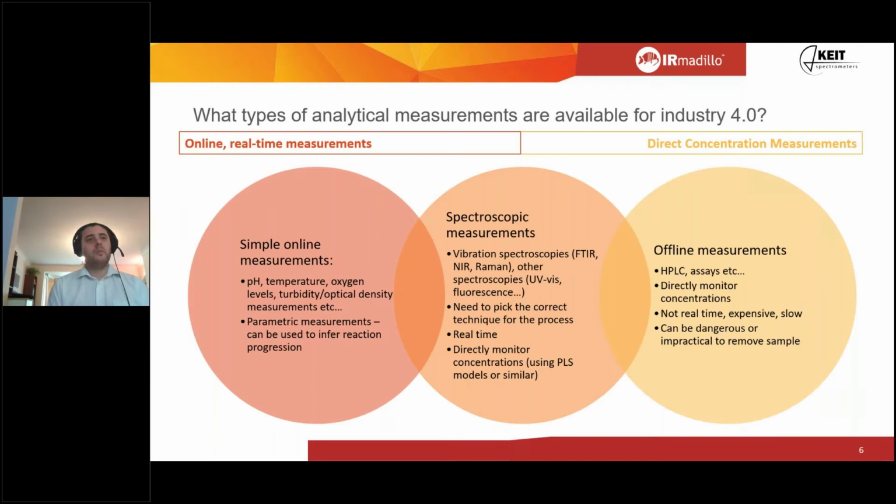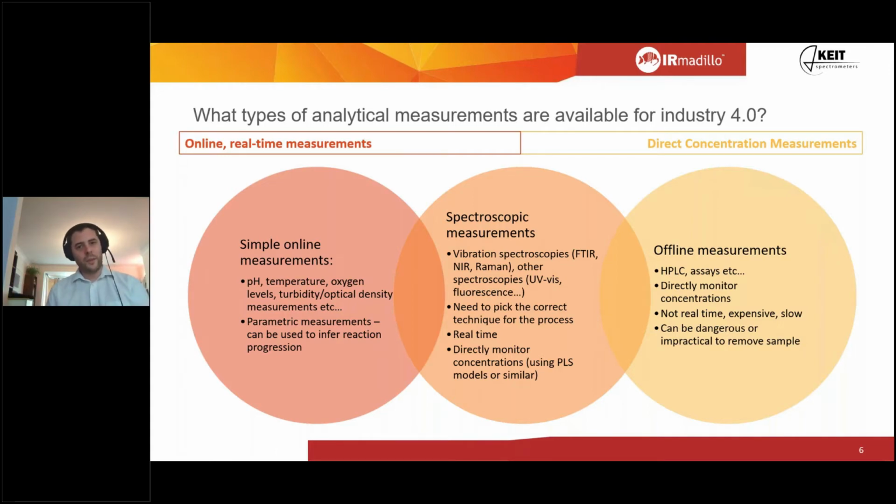Broadly speaking, there are three types of analytical measurements. There are simple online measurements. We tend to call these parametric. They're things like pH probes, temperature probes, oxygen levels, turbidity measurements, optical density measurements. So they're very simple. They measure one thing, but they do it all the time.